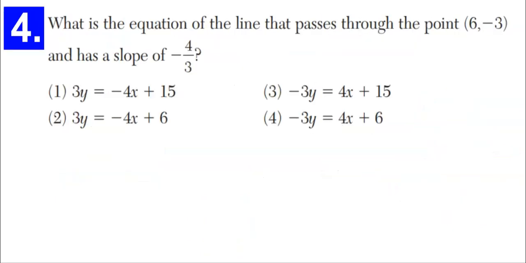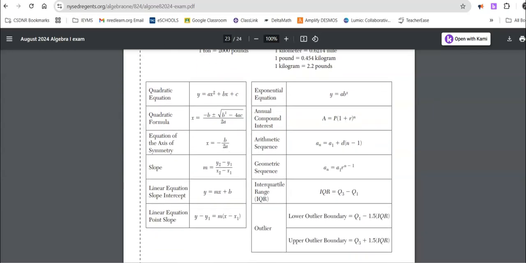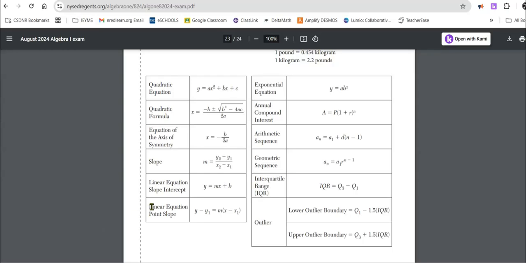Question number 4. What is the equation of the line that passes through the point (6, -3) and has a slope of -4/3? Well, we're talking about a point and a slope. And if you look at your reference sheet, there is an equation, I'm going to scroll down here, called the linear equation point-slope. This can be used to help you solve this problem.